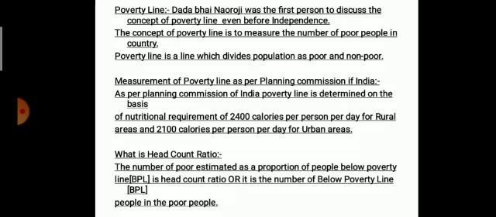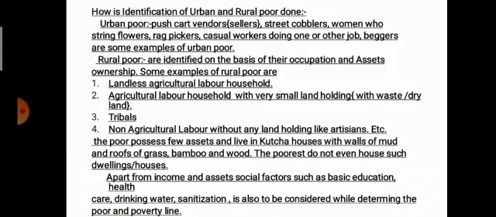Then the second one, agricultural labor household with very small landholding. He is an agricultural laborer, but he may have very small land. That small land may be of no use, maybe a wasteland or dry land which is not suitable for agriculture. He is also called a poor rural person.